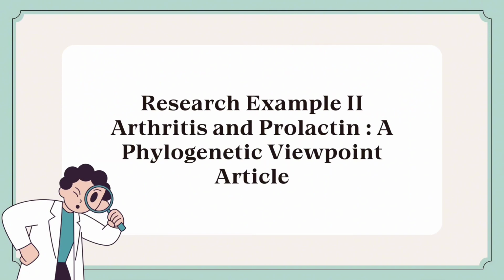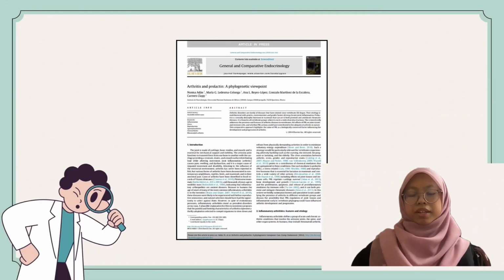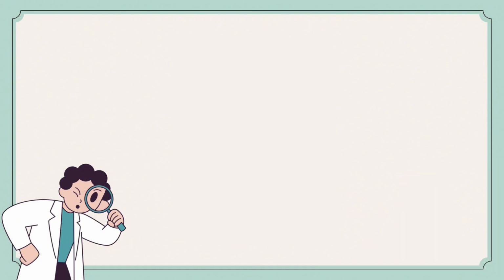Welcome to our exploration inspired by the article Arthritis and Prolactin, a phylogenetic viewpoint. Arthritis, marked by joint inflammation, is not exclusive to humans. Fossil evidence traces its presence in dinosaurs, mammals, and humans. Today, we will delve into the evolutionary nuances of spondyloarthritis and rheumatoid arthritis.